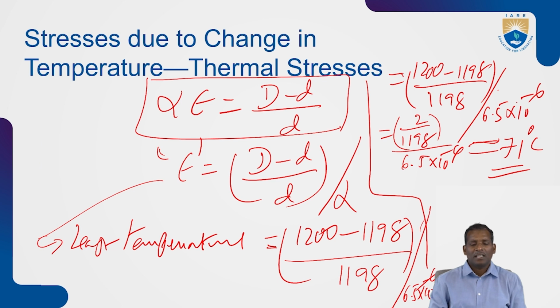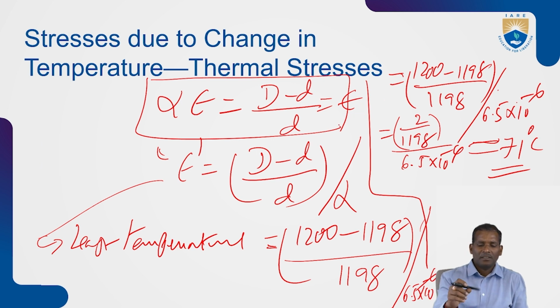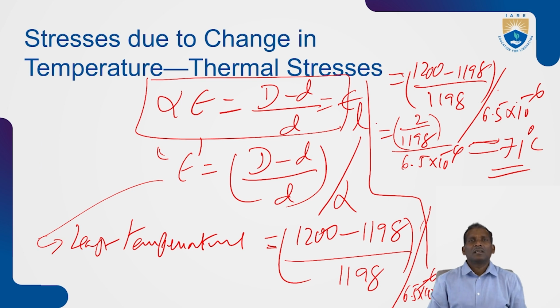Here the lateral strain is equal to alpha T. The lateral strain, epsilon L, is delta d minus d by d, so the change in diameter upon the original diameter, divided by alpha, that is the coefficient of expansion. The temperature and thermal stresses always depend upon this coefficient of expansion only.